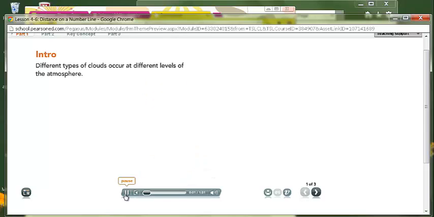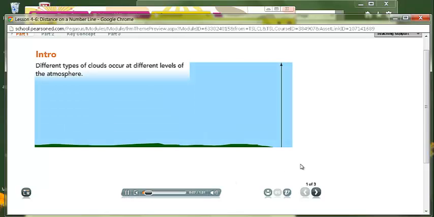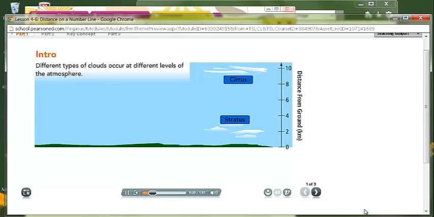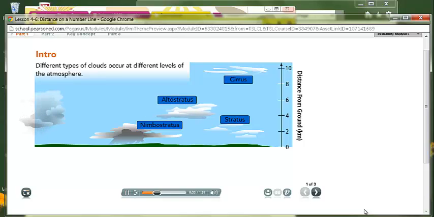Different types of clouds occur at different levels of the atmosphere. Stratus clouds occur about 2 kilometers above the ground. Cirrus clouds occur about 10 kilometers above the ground. Nimbostratus clouds occur about 1 3/10 kilometers above the ground. Altostratus clouds occur about 4 1/10 kilometers above the ground. Cumulonimbus clouds occur from 2 8/10 kilometers to 6 6/10 kilometers above the ground.